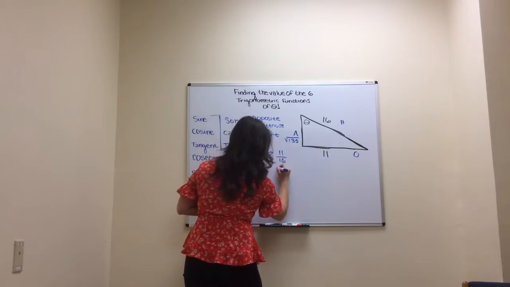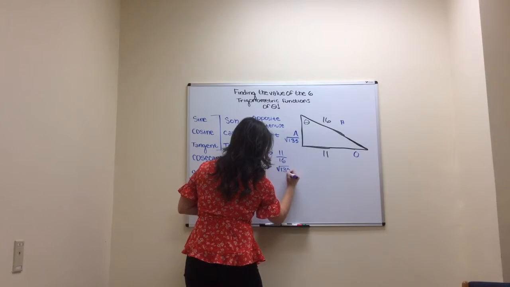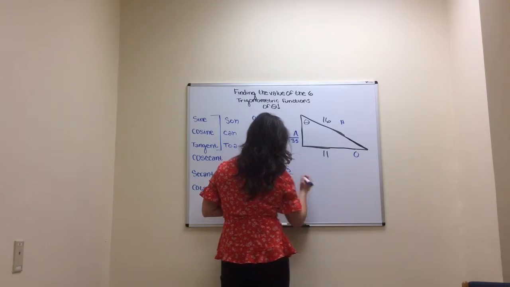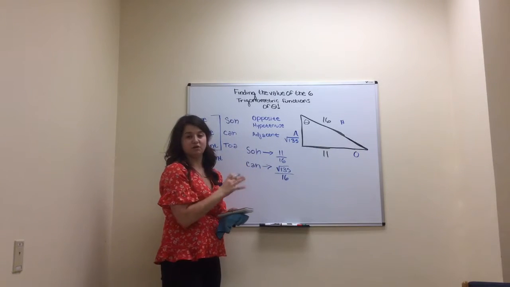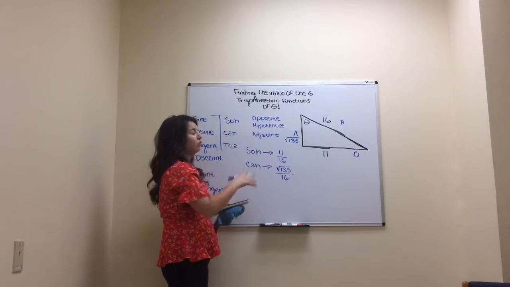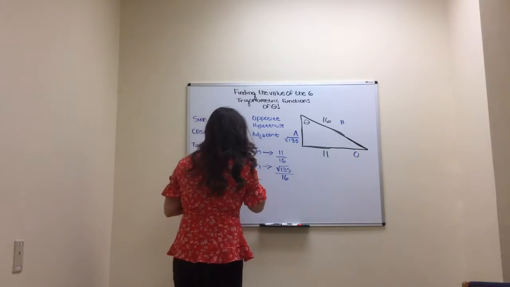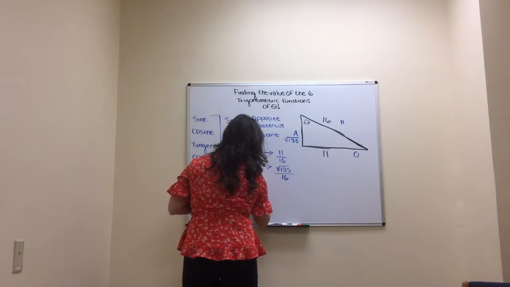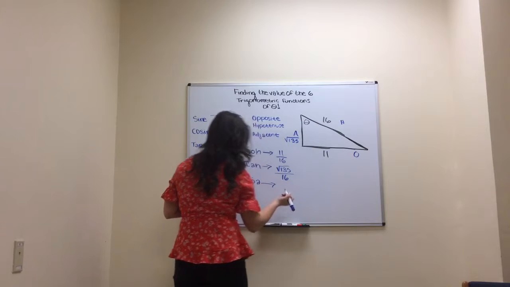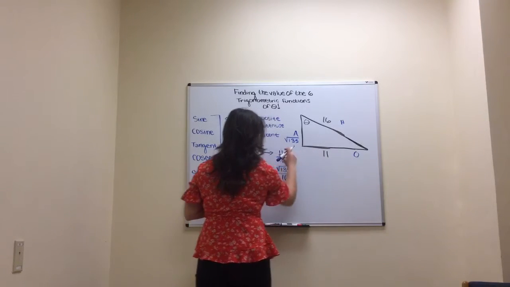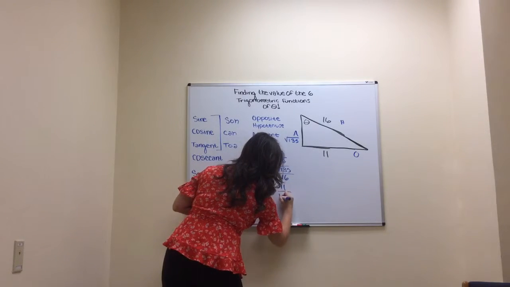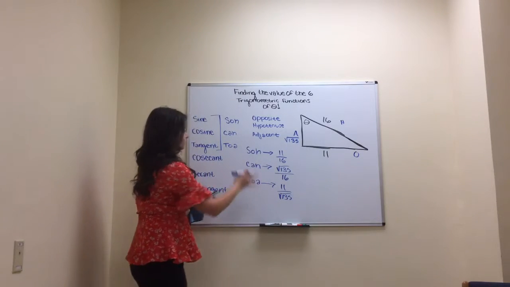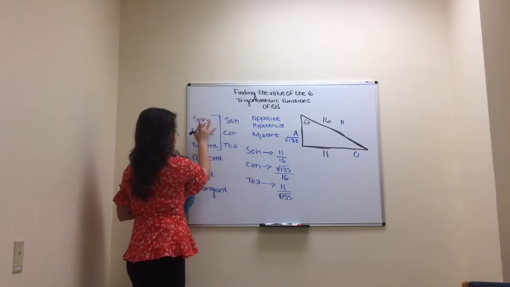hypotenuse. So we have root 135 over hypotenuse, which is 16. Okay, again, I'm not going to simplify this for y'all, just because we're doing it for the case of what the big picture is, okay? All right, lastly, we have TOA just for this part. So TOA right here, which is opposite and adjacent. So we have 11 over root 135. Okay? So those are your answers for just this section.